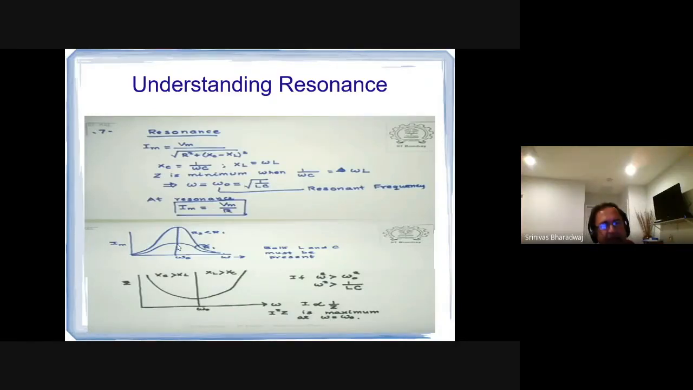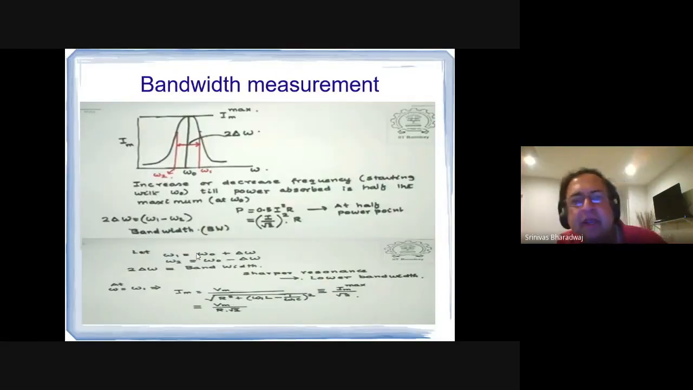And therefore there is a band around it, an alpha this side and an alpha this side, where we say that there is maximum power absorbed by the resistor. Therefore we say that's the band of the band pass. So it is omega this side and omega that side. That is the bandwidth measurement. So that's what we are talking of in terms of the band pass. Omega 2 minus omega 1, that width goes to explain your band pass.